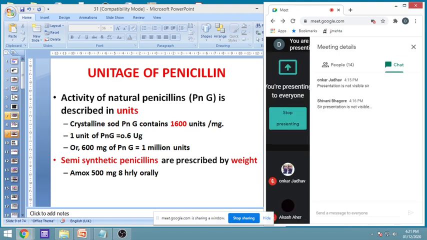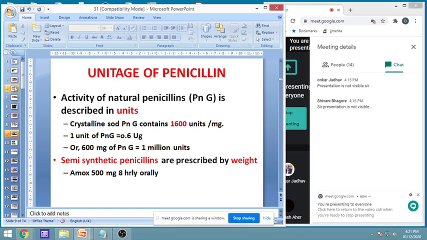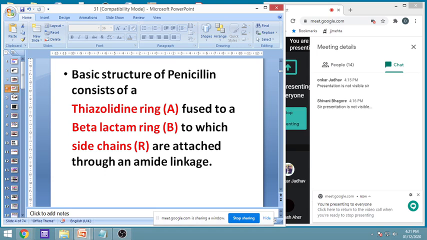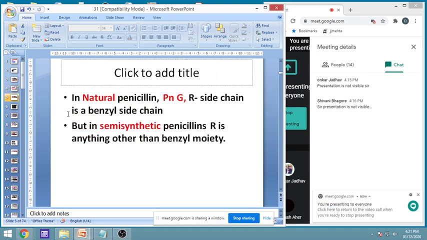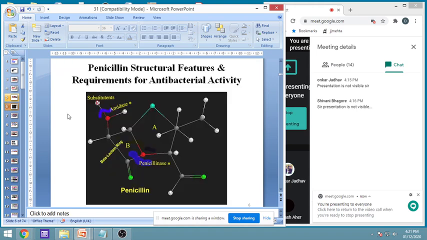I'll just go back to this penicillin. So the basic unit has two things, that is the thiazolidine ring and the beta-lactam ring. Then the natural penicillin, penicillin G, has R side chain as a benzyl side chain. In semi-synthetic, R is anything other than a benzyl moiety, as we have seen. This is the chemical structure of penicillin. There are A and B, two rings, and together the A and B rings make what we call 6-aminopenicillanic acid.